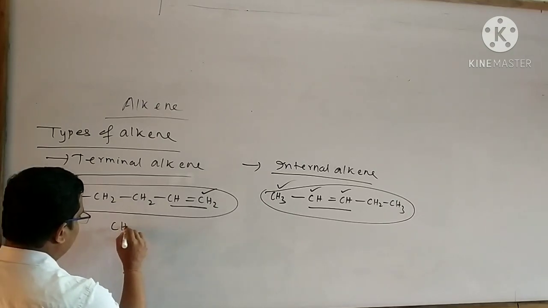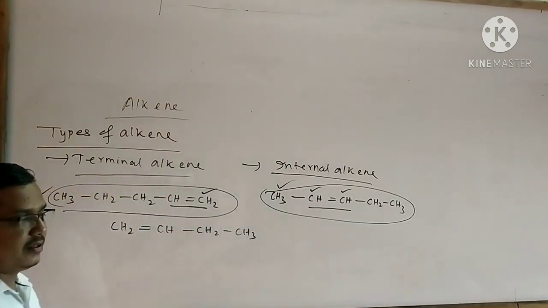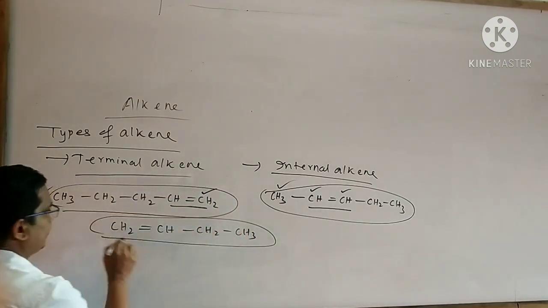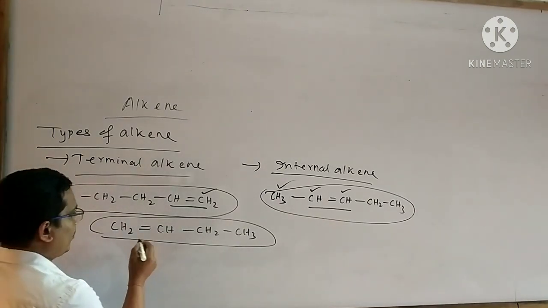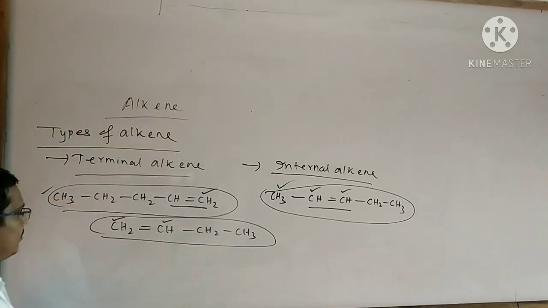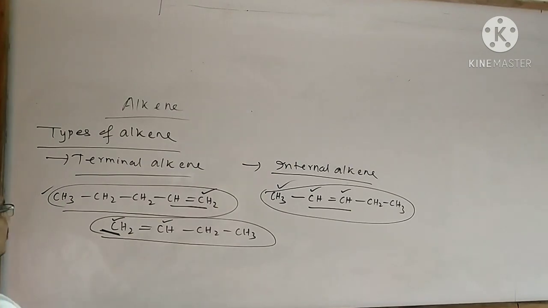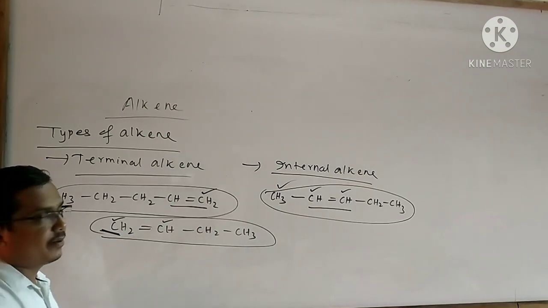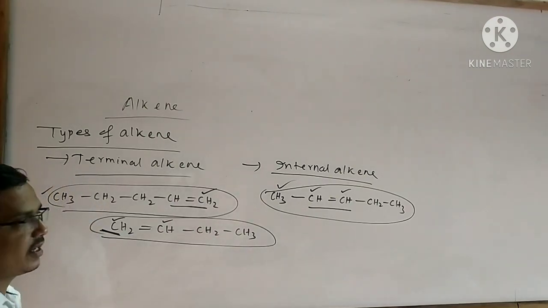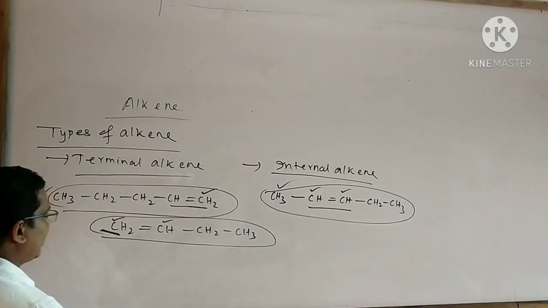Take another example: CH2 double bond CH bond CH2 bond CH3. Tell me, this belongs to which type of alkene? Look at that. In this organic compound, your double bond is present in between these two carbon atoms. Among these two carbon atoms, this carbon atom is present at the terminal position. So here the double bond is present at the terminal carbon atom. So this alkene is said to be a terminal alkene. Like that, you can identify which alkene is said to be terminal alkene and which alkene is said to be internal alkene.